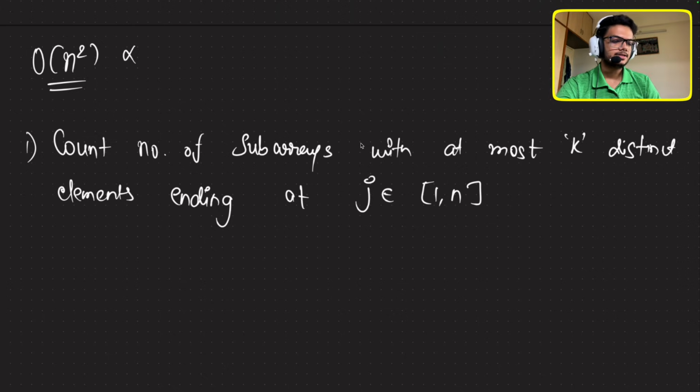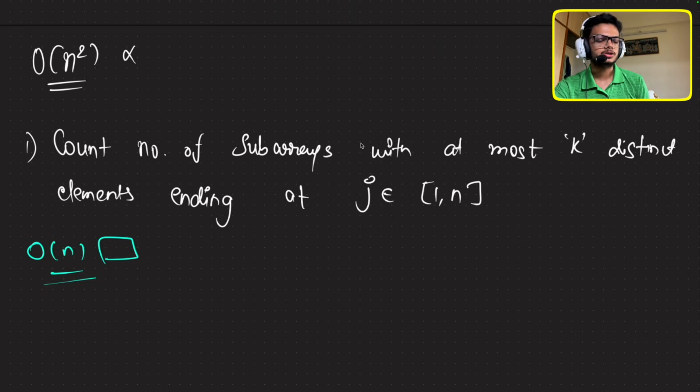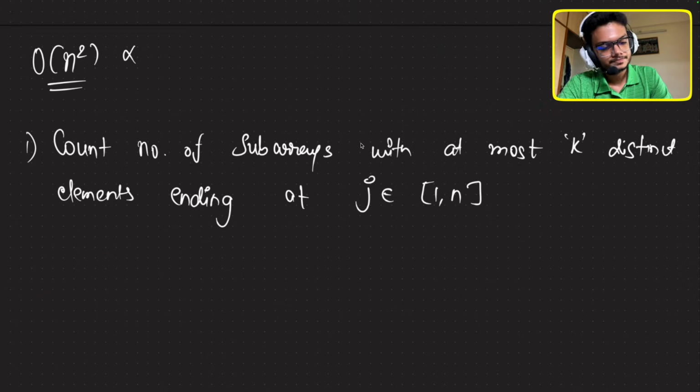If I can do that, then there are only order of n subproblems here, right? Because j goes from 1 to n. And if I can count the number of subarrays, let's just call them valid subarrays, right? So valid subarray means a subarray which has at most k distinct elements. If I can count the valid subarrays ending at a given index in optimal time, I know there are order of n subproblems, and this can be done in optimal manner, let's say some log n or something. We have an efficient solution, right? Okay, so this we can do.